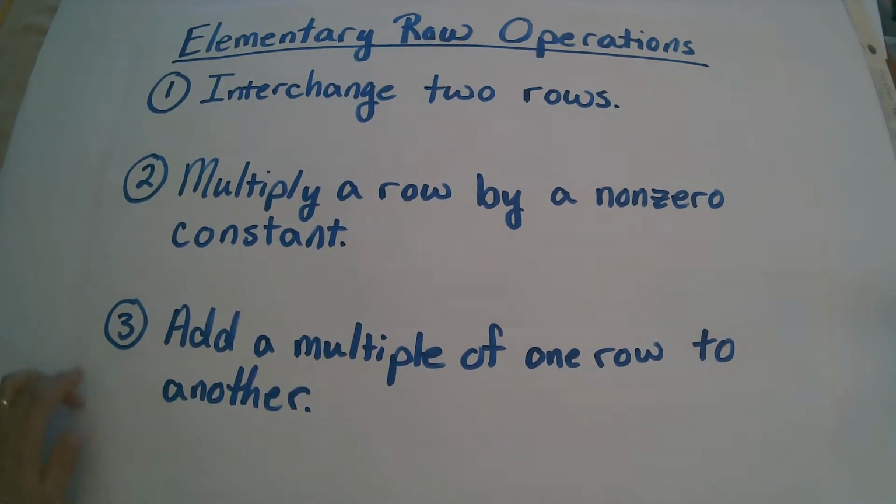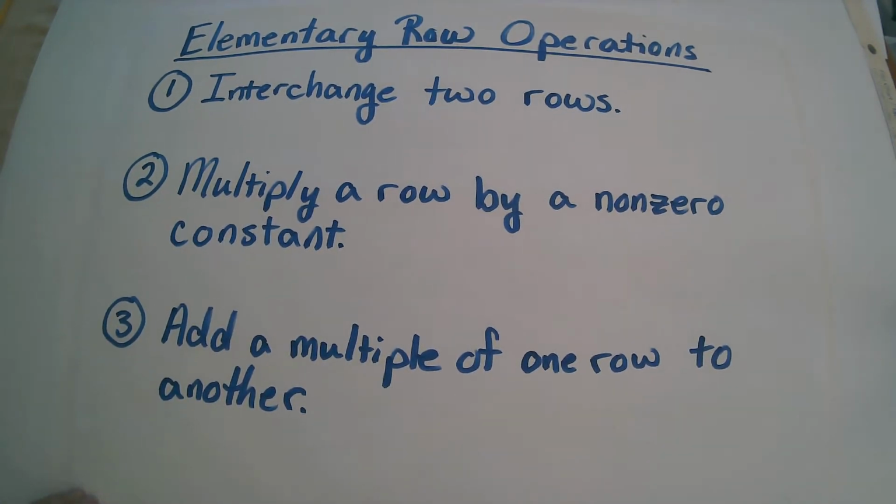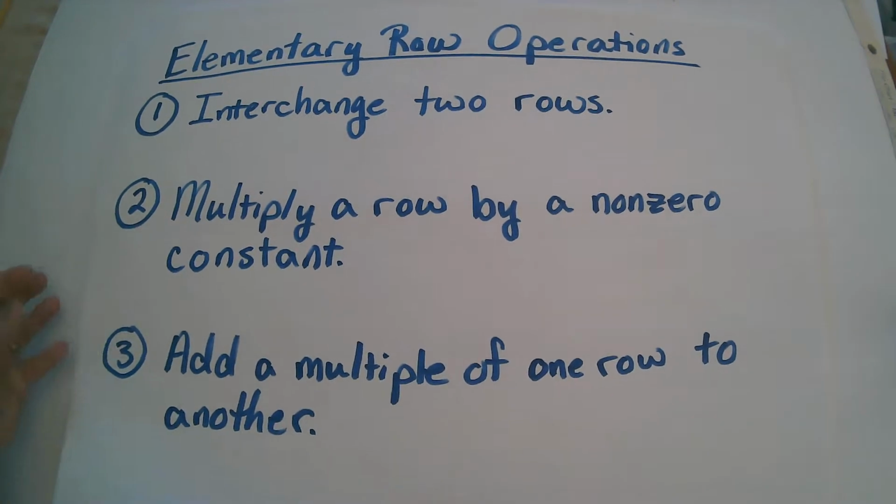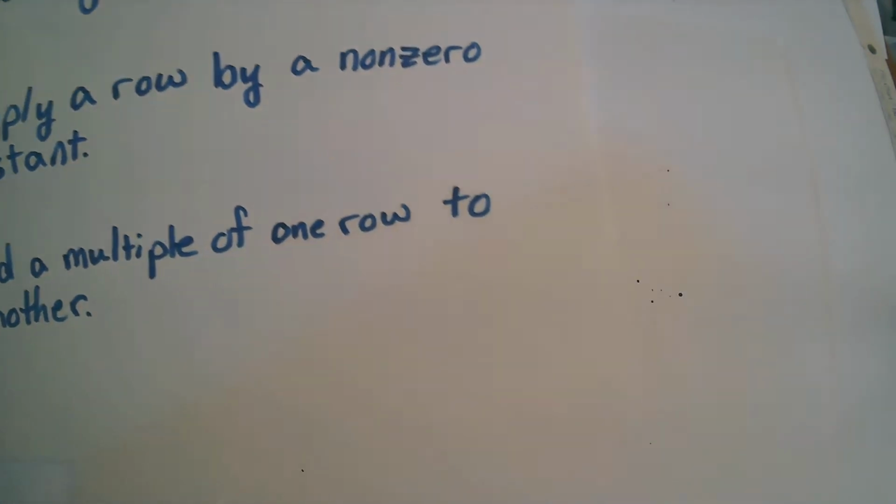You can interchange any 2 rows you like. You can multiply a row by any non-zero constant. You can't multiply by 0 because you'd wipe out the equation essentially. And you can add a multiple of one row to another. These are the things that we're going to do to transform a matrix into row echelon form. Now let me address each of them. Let's start with interchanging 2 rows because I want you to see why these are valid.